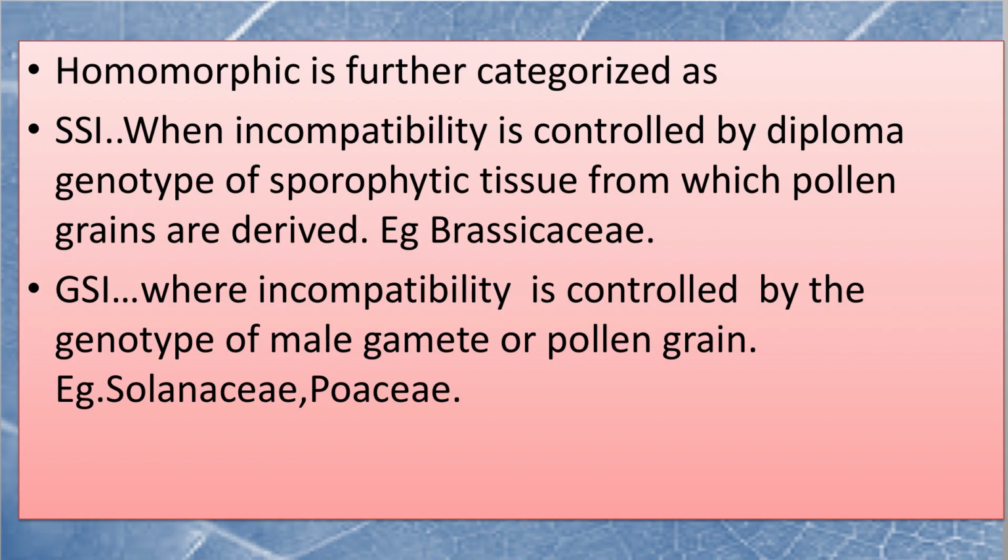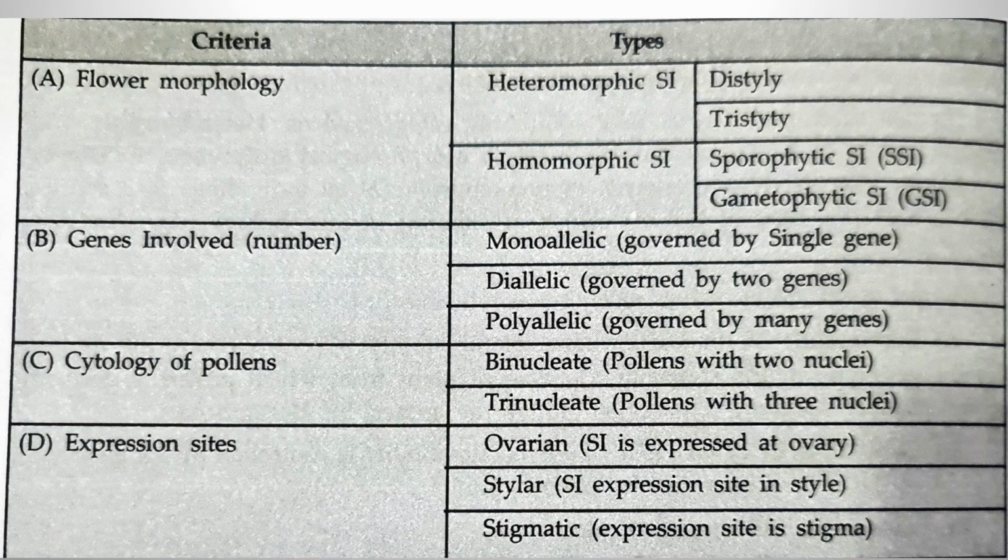When there is an incompatibility that is controlled by the genotype of male gametes or pollen grains, that is haploid condition, then this is called gametophytic self incompatibility, which is seen in case of Solanaceae and Poaceae. So, the self incompatibility condition depends on several factors. This heteromorphism we will discuss later on. Regarding genes involved, sometimes there is a single gene, that is monoallelic, sometimes there are 2 genes, that is diallelic, sometimes these factors are governed by many genes, that is polyallelic.